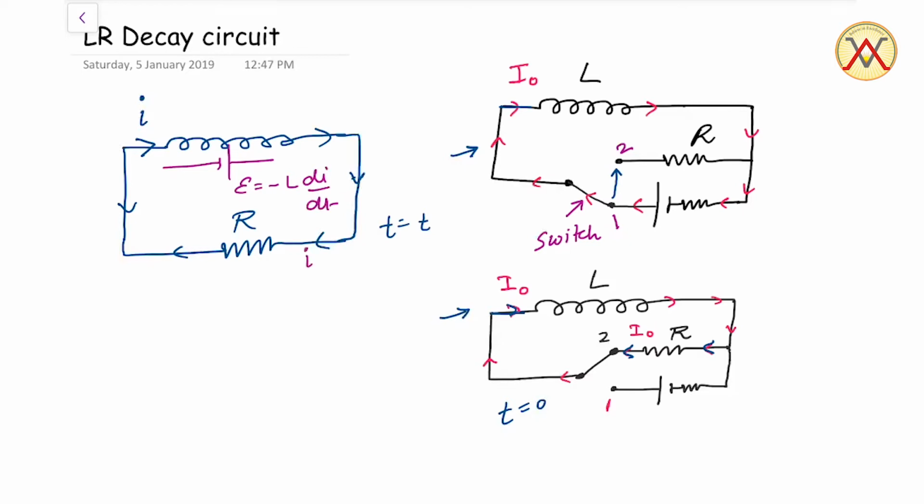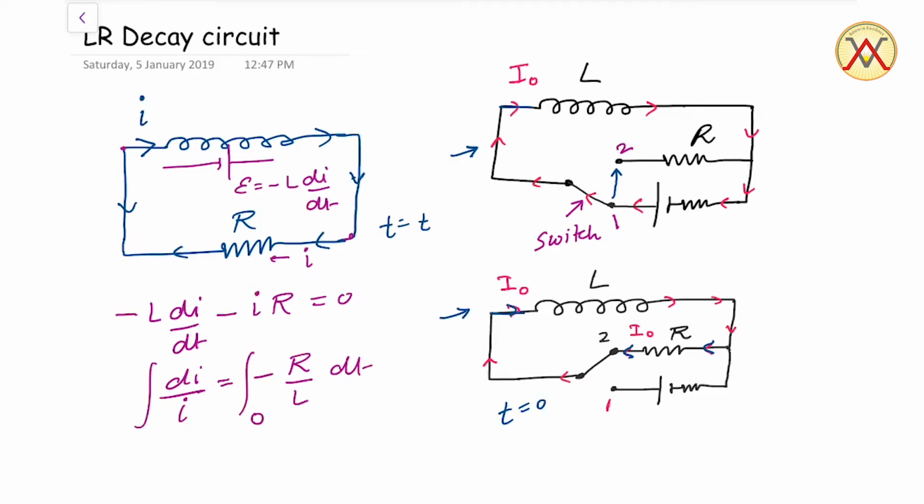Now I will write the Kirchhoff voltage law in the loop, moving in clockwise sense. So minus L di by dt, and moving from here to here, minus IR, equals 0. From here we get a differential equation, di upon I equals minus R by L dt. Now we will perform integration. At t equals 0 the current is I0, at any time t the current is I.